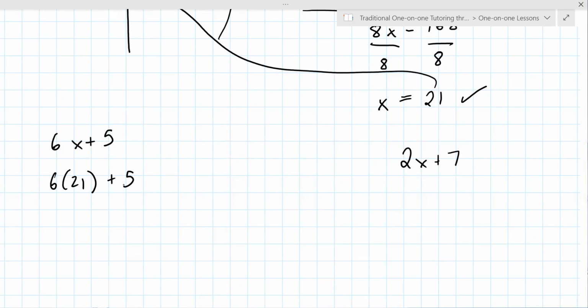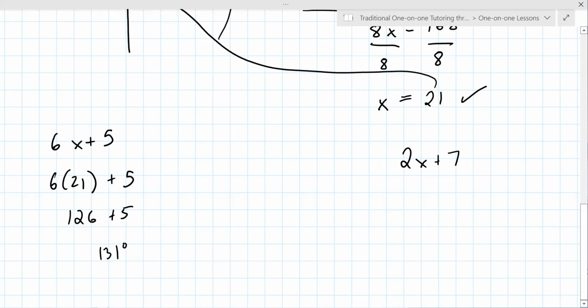Okay, so you're multiplying 6 times 21. Can you calculate that for me, please? 6 times 21. 126. Okay, plus 5 more. 126 plus 5. 130. Try again. 131. 131 degrees. Very good.